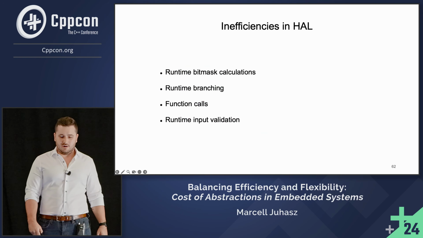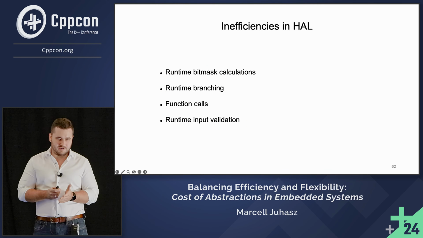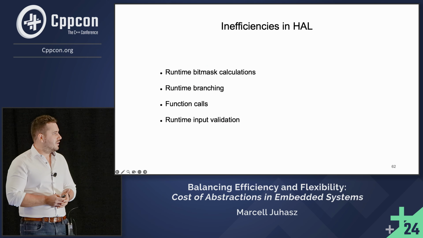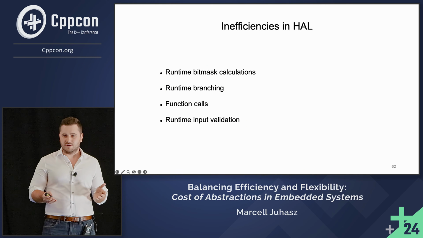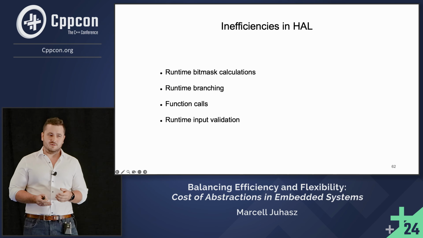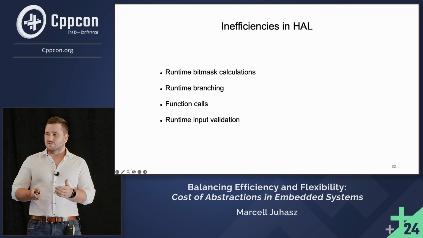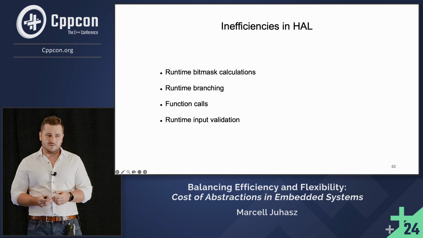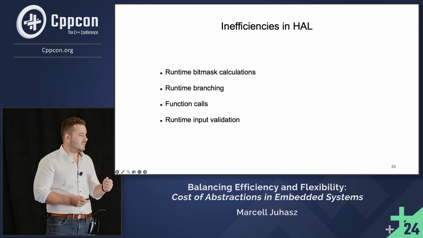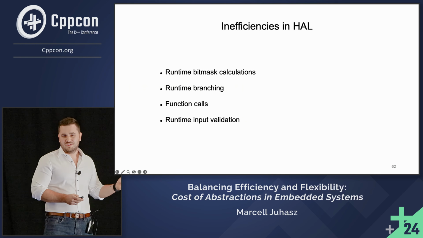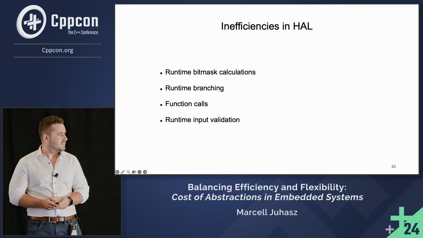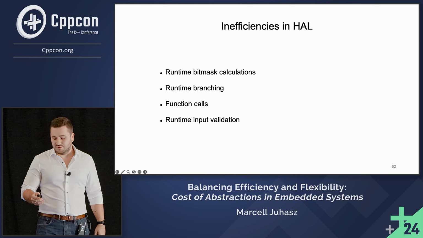Now, if you look at these inefficiencies, the question that I want to pose to you is, can we do something about it? Can we use C++ to get rid of them? The term zero-cost abstraction gets thrown around a lot in C++, but my question is, can we maybe do better than zero-cost abstractions? Or is C really as efficient as it gets?